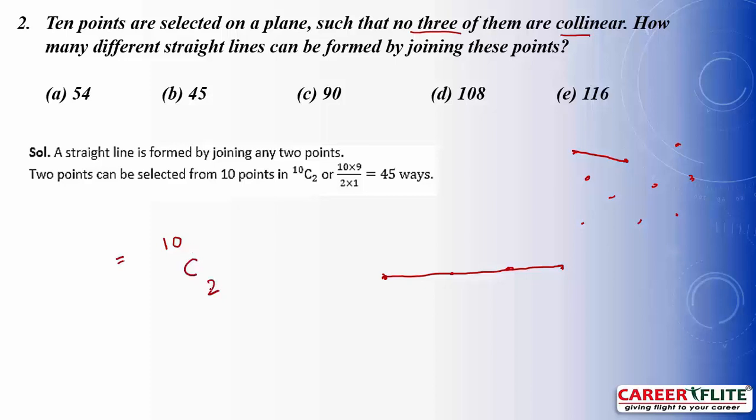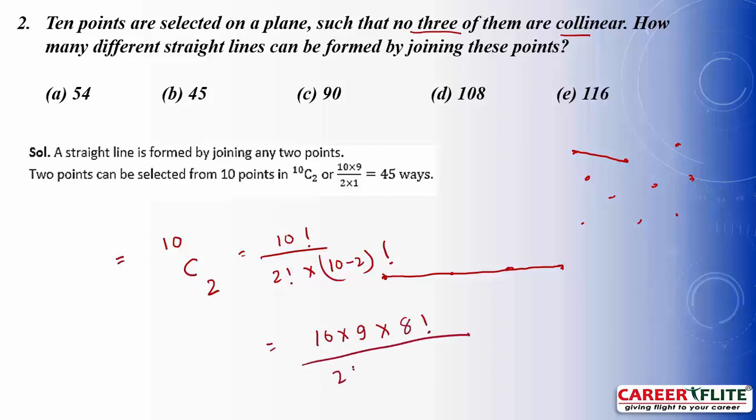From 10 points, if you select 2 points, it will be 10 factorial by 2 factorial into (10 minus 2) factorial, that is 10 into 9 into 8 factorial by 2 factorial into 8 factorial. This will cancel out. So 2 factorial means 2, 2 fives are 10. So the number of ways is 45 ways. So 45 is our correct answer.